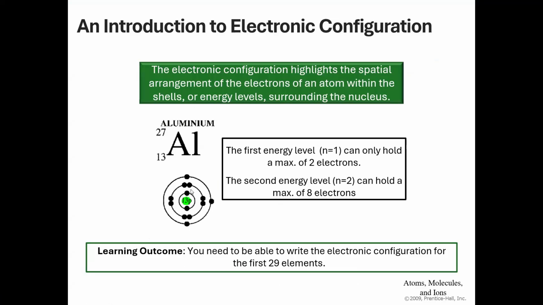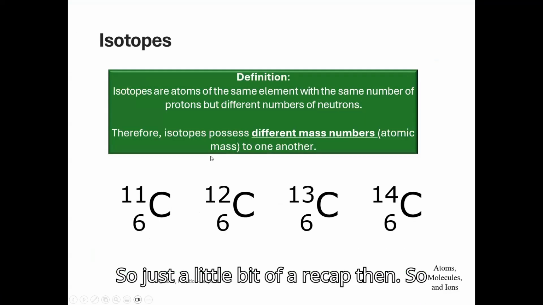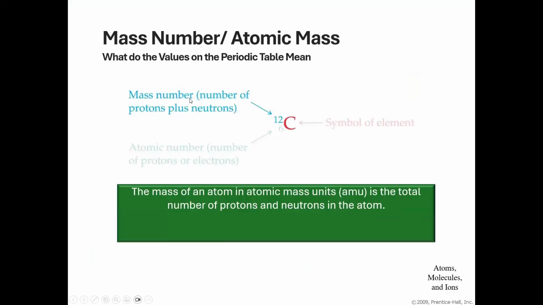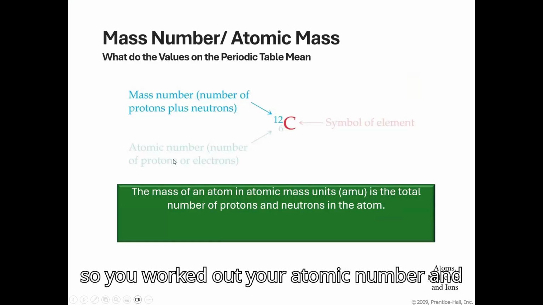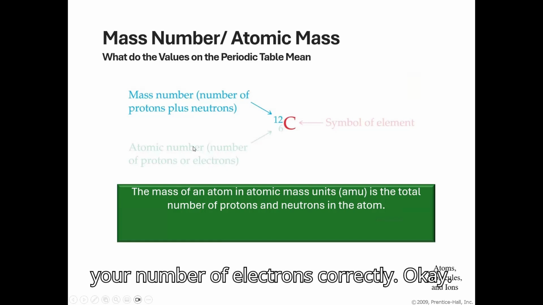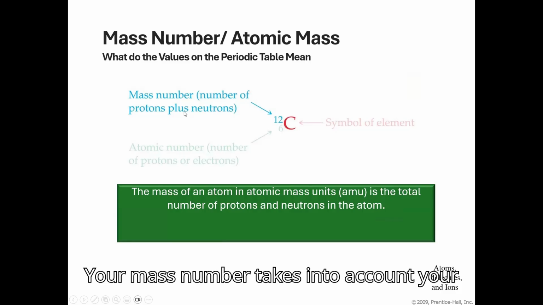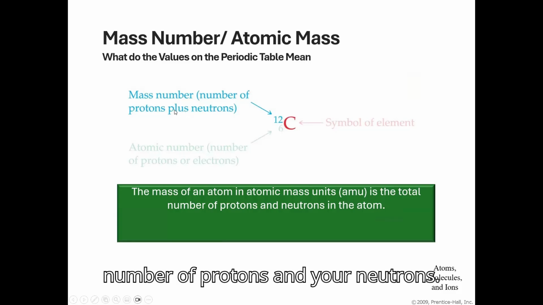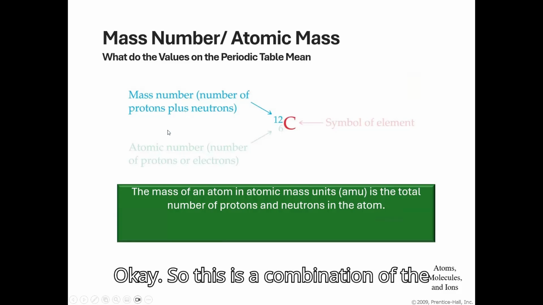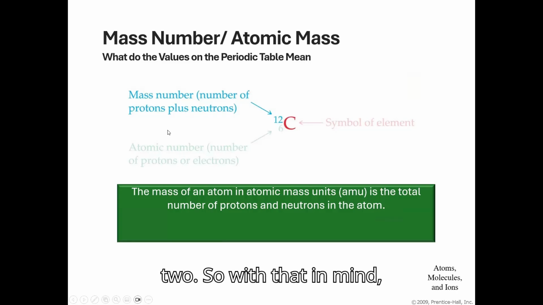Perfect. Okay, so just a little bit of a recap then. Recall that the mass number, so you worked out your atomic number and your number of electrons correctly. Your mass number takes into account your number of protons and your neutrons. So this is a combination of the two.